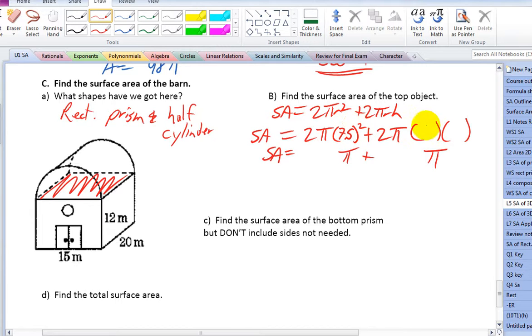Do 7.5 squared. That's the radius. And the height is 20. For the cylinder, the height is 20. It's lying on its side. So you've got to be super careful there.